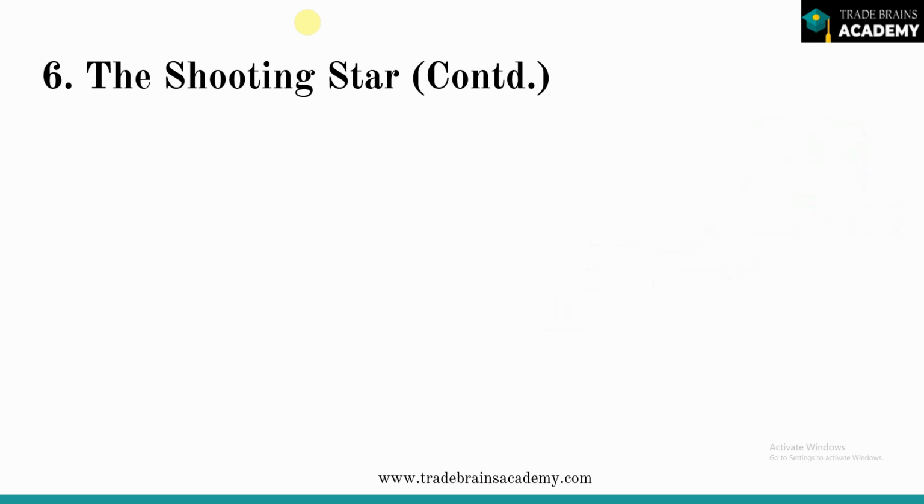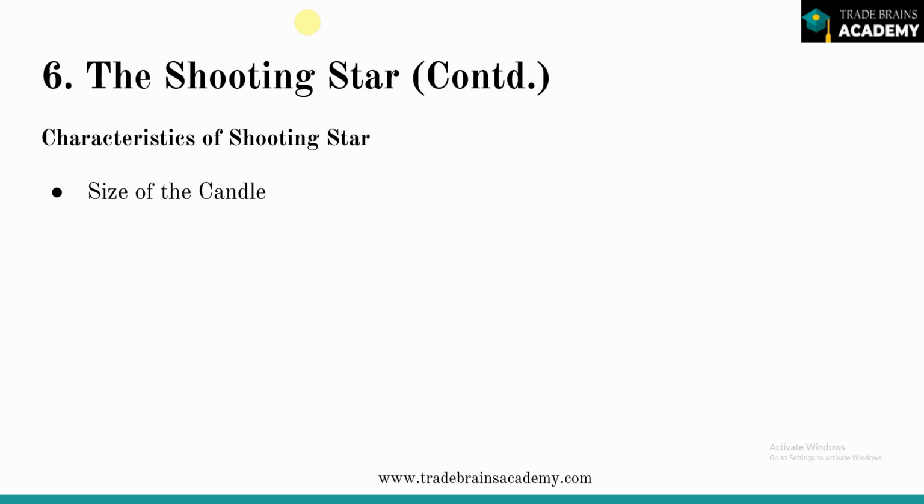And what are the characteristics of a shooting star? Basically the size of the candle. The first being, again, the body to wick ratio of 2:1 is very important. The size of the wick is always more than the body, and it generally is twice the size of the body. It's a bearish reversal pattern. As I've already mentioned, the prior trend is bullish, but once the formation of the shooting star happens, we see a bearish trend coming in the market.